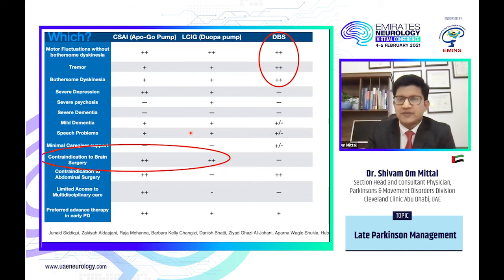If the patient has history of abdominal surgery, has contraindications to abdominal surgery, we don't have Duopa pump as an option. You go with the Apo-Go pump. If the patient has very bothersome dyskinesias to dopamine therapy, we know that Duopa pump will not work. DBS is the best option, or maybe we can try apomorphine pump as well.